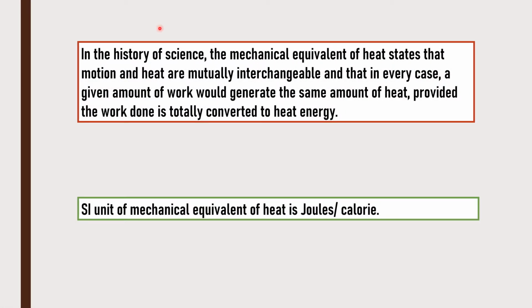Now what is mechanical equivalent of heat? In the history of science, the mechanical equivalent of heat states that motion and heat are mutually interchangeable and that in every case, a given amount of work would generate the same amount of heat provided the work done is totally converted to heat energy. An SI unit of mechanical equivalent of heat is joules per calorie. So we are going to start a sum which is completely based on this mechanical equivalent of heat.